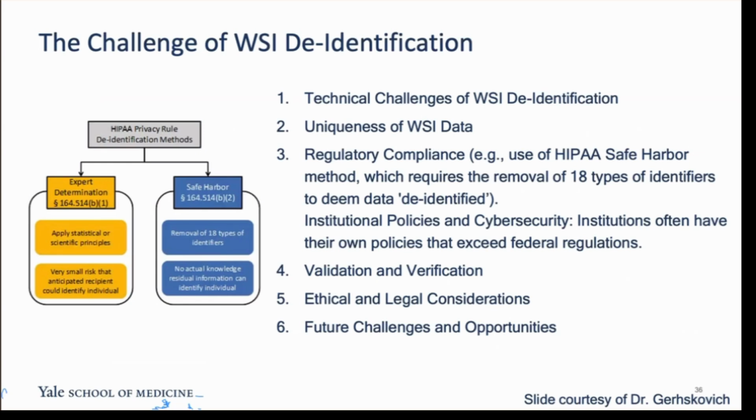One could go with expert determination, where an expert applies statistical or scientific principles to certify that there's a very small risk that an individual could be identified by an image. This, at least in our institution, is easier said than done, because no one seems to know who that expert should be. Even the chief information security officer of the health system balks at being designated an expert, and I think it is partly because of the individual liability that comes with it. And so we decided that was not the way to go.